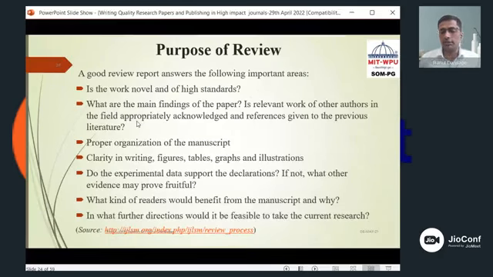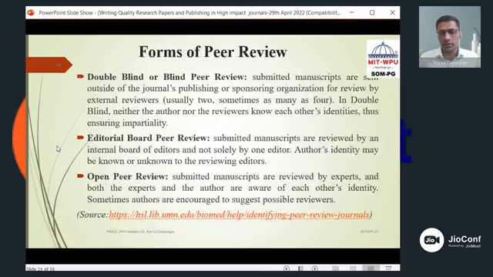So if the paper is not going to attract the readers, the journal will not be interested to publish that particular research paper. And then what are the future directions, whether this research work can be taken up further, that is one of the important points that will be under review.